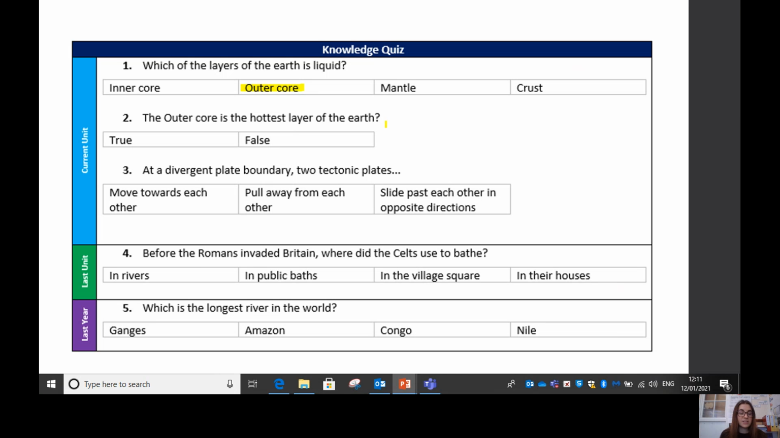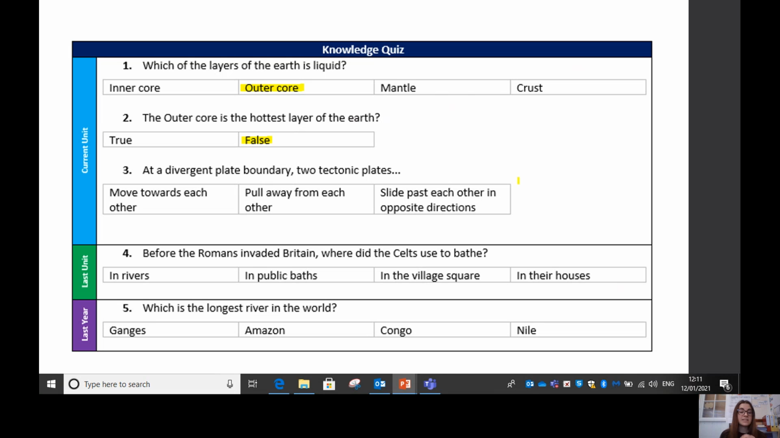Question number 2. The outer core is the hottest layer of the Earth, true or false? Yes, well done if you said false. Even though it's a liquid and the inner core is a solid, the inner core is hotter. The reason it's a solid is because all of the other layers have so much pressure onto it that it is a solid and not a liquid. So it's the inner core which is the hottest layer of the Earth.